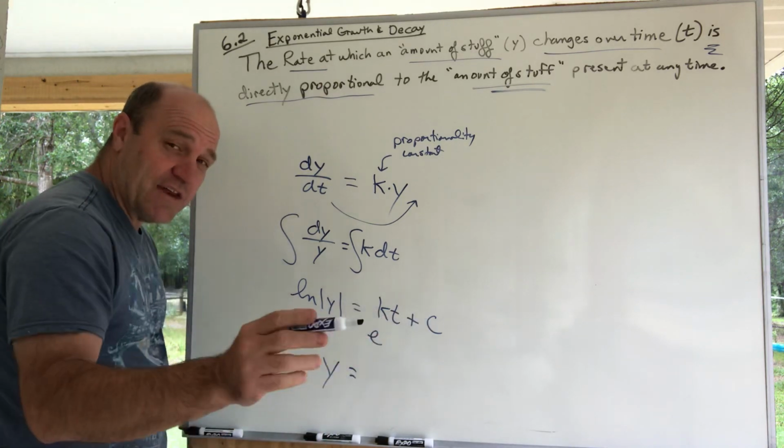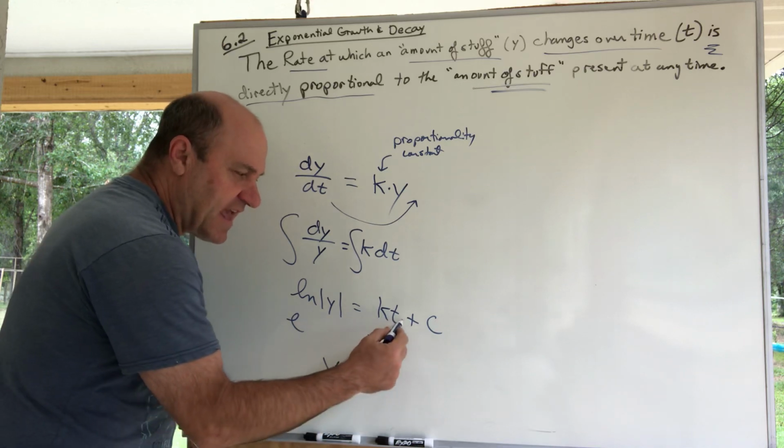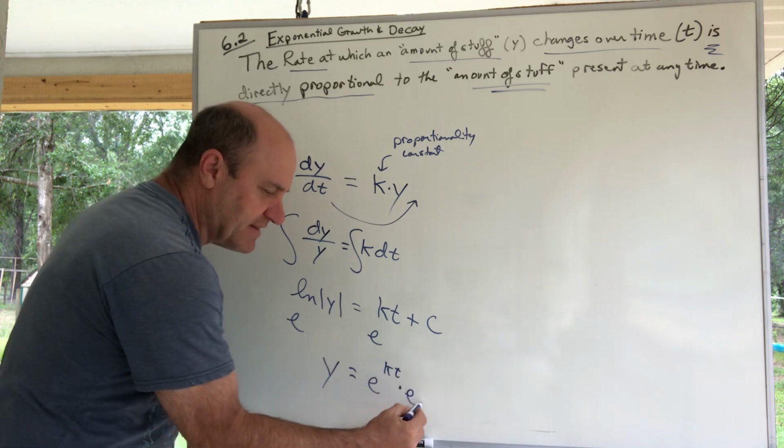And then on this side, I do this cool move. Watch this. I'd like you to understand this. This is e to the kt plus c, which is e to the kt times e to the c.